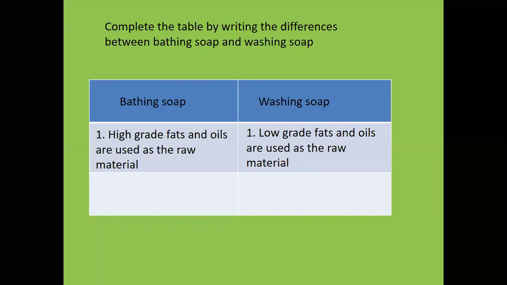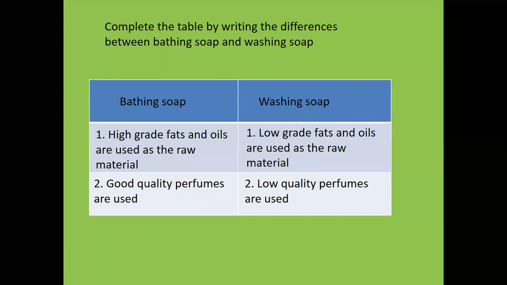So for bathing soap, we use good quality perfumes, and for washing soap, it's not that bad quality, but low quality perfumes can be used. For washing purposes, we don't have to have a fragrant body, but definitely for washing clothes, these detergents have enzyme action, some oxygen action, and so many things they are adding to make the quality easier, good.